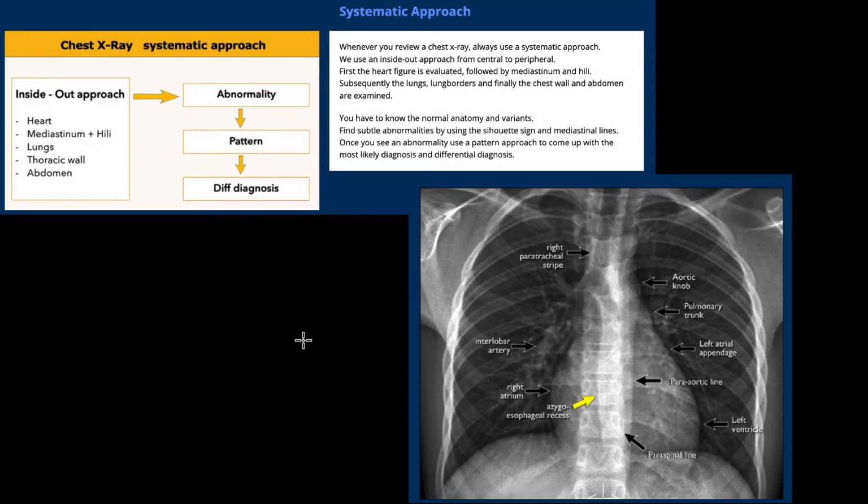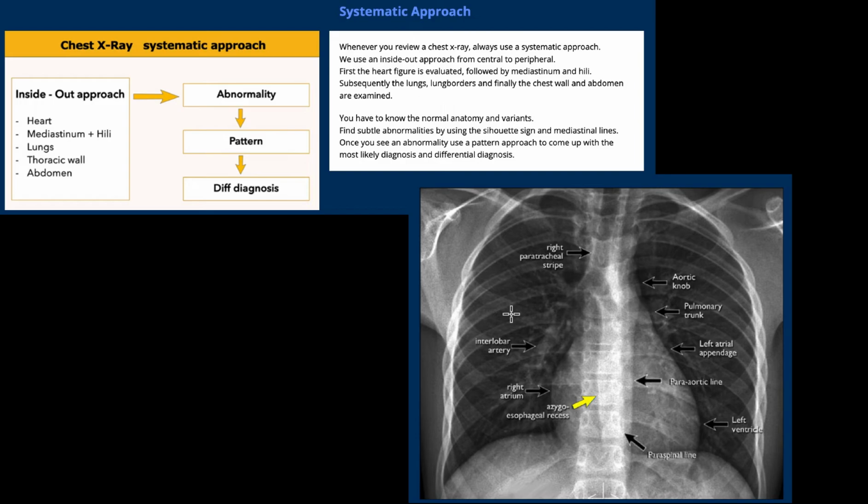This is a really great slide, I thought. This is actually from Radiology Assistant, so I'd strongly recommend taking a look at that website. Essentially, this is talking about having a systematic approach. Whenever you review an x-ray, develop a systematic approach. They use an inside-out approach, which is really common, starting in the central area and then going more peripherally. The heart figure is evaluated, then the mediastinum, then the hilums, then the lungs, and finally the chest wall and the abdomen are examined.